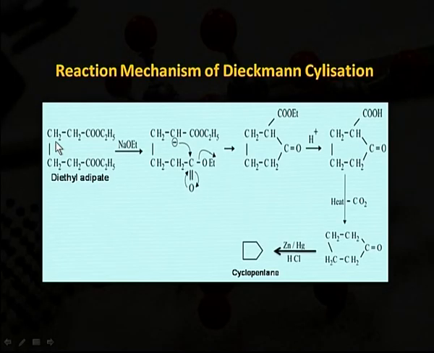In this reaction we are seeing that it is an open chain compound, that is diethyl adipate, which is finally, by various steps, converted into cyclopentane, and this is the final step in which this ketonic product is converted into cyclopentane in presence of zinc, mercury and HCl.